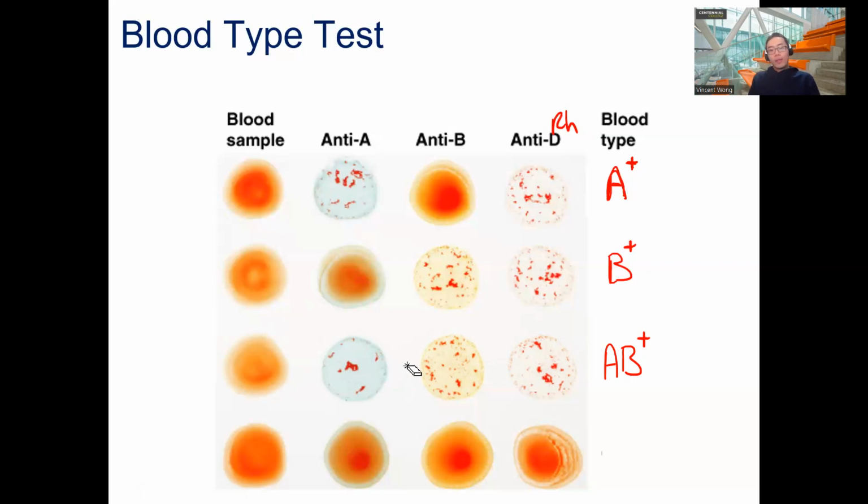Okay. When there is a reaction with the antibody, it tells you what kind of antigens you have on your red cell. So if there is a reaction with antibody A, then you must have an A on your red cell. If there is a reaction with the antibody B, then you must have a B on your red cell. And if there's a reaction with RH, then you must be positive.